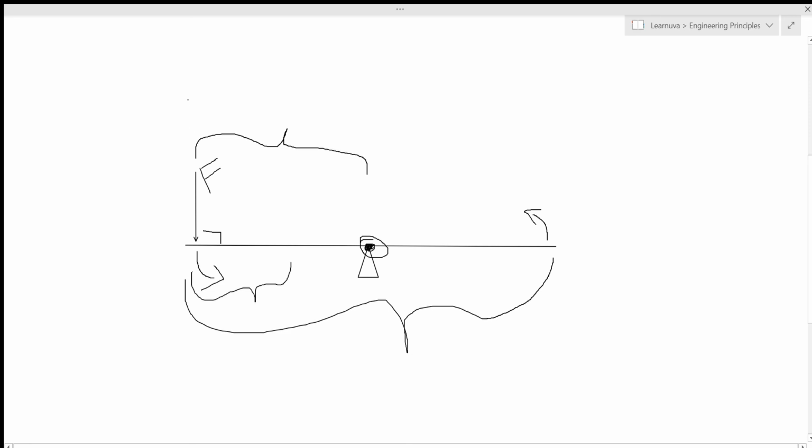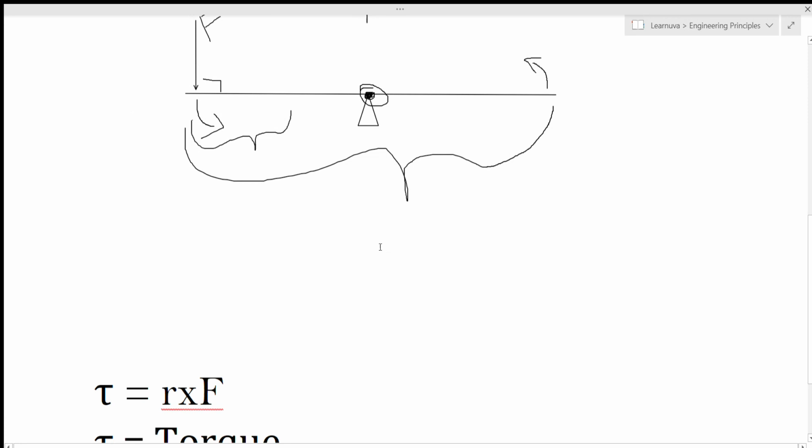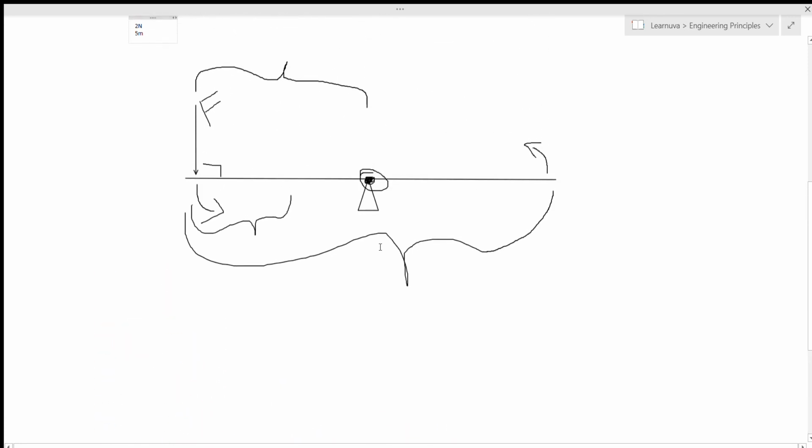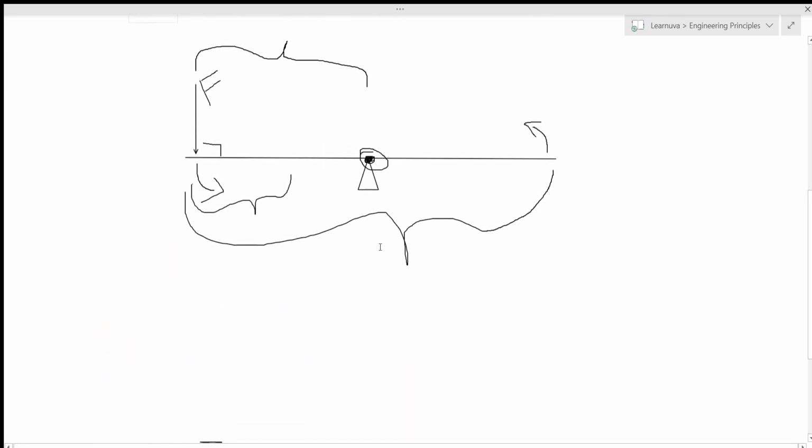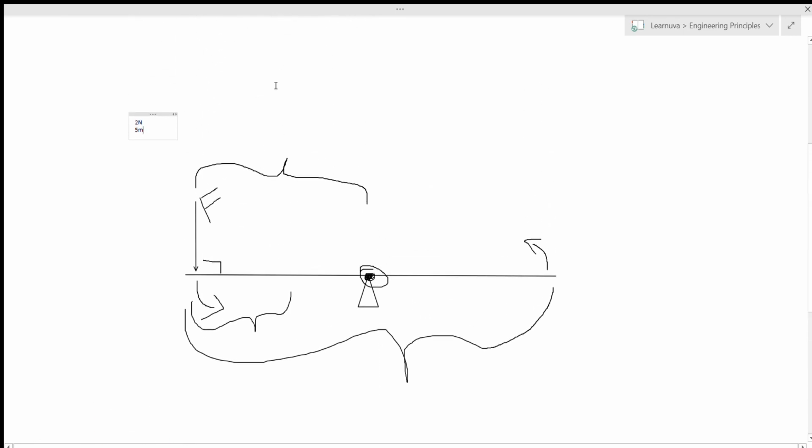If this was, let's say, 2 newtons, I'm going to type this just for legibility's sake, and the distance was, let's say, 5 meters, then if we look down at our equation, R cross F, we have an R of 5 meters and an F of 2 newtons, so we would get a torque of 10 Newton meters. That's very important: the unit for torque is Newton meters.